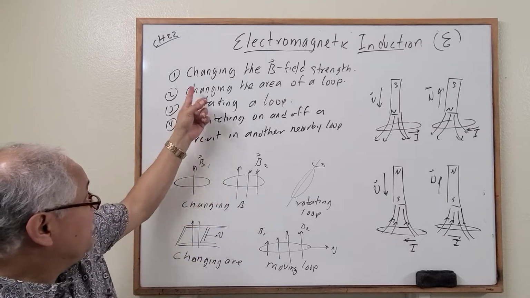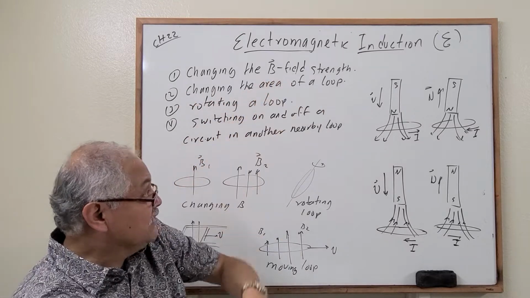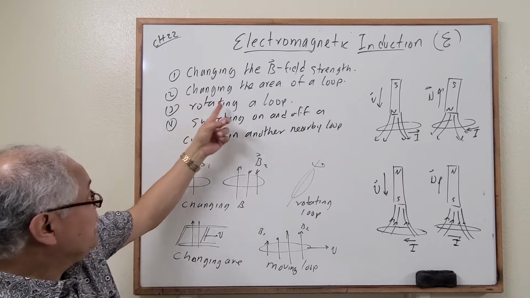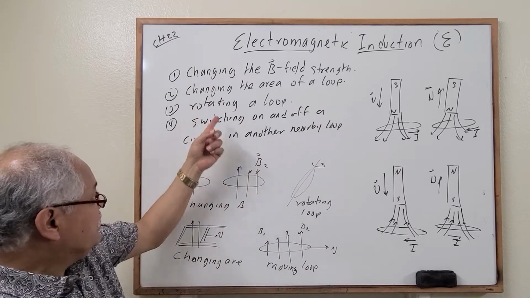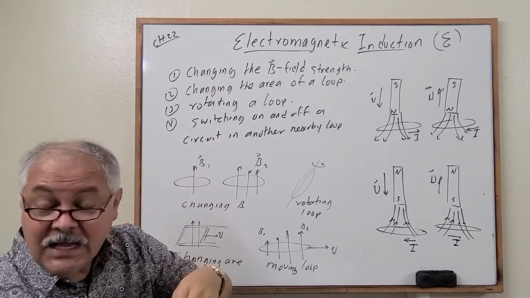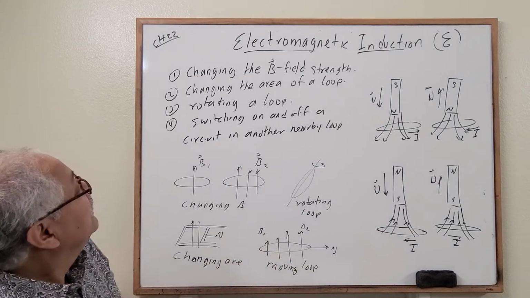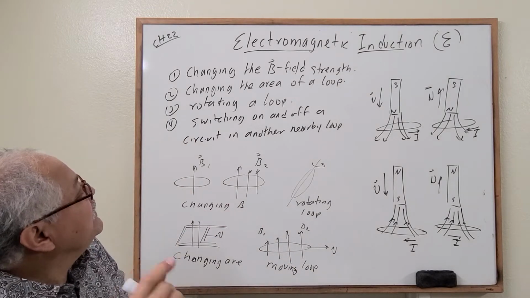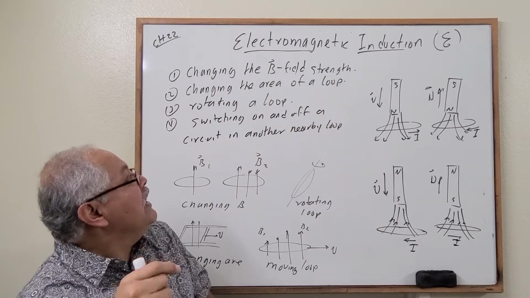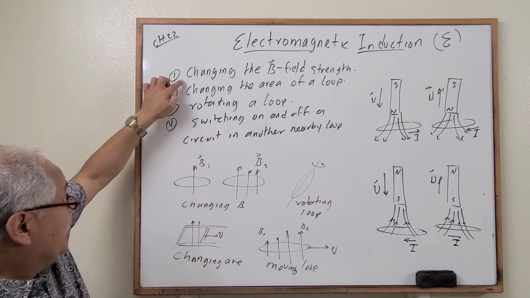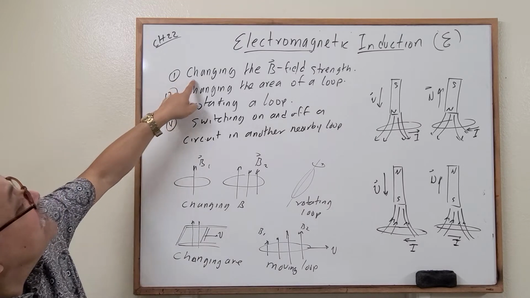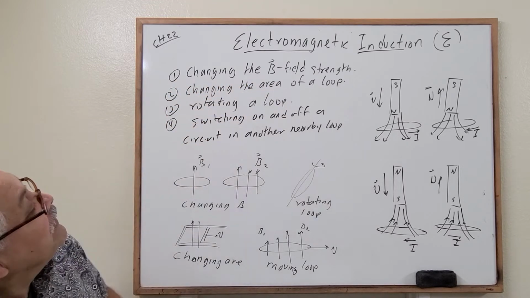One way is changing the magnetic field strength. Another way is changing the area of a loop. Another way is rotating a loop inside of a magnetic field. Another way is switching on and off a circuit in another nearby loop. Okay, let's go to case one. In case one, we change the magnetic field strength.